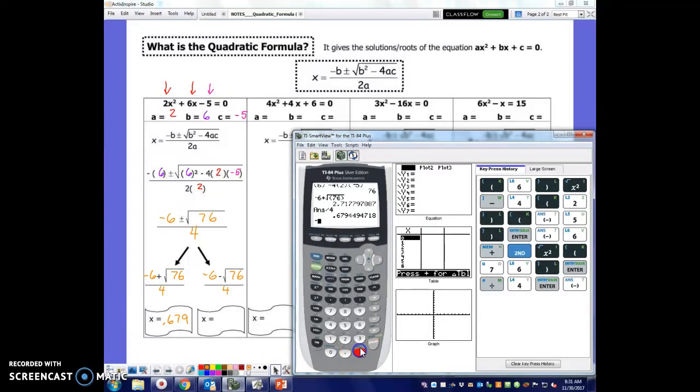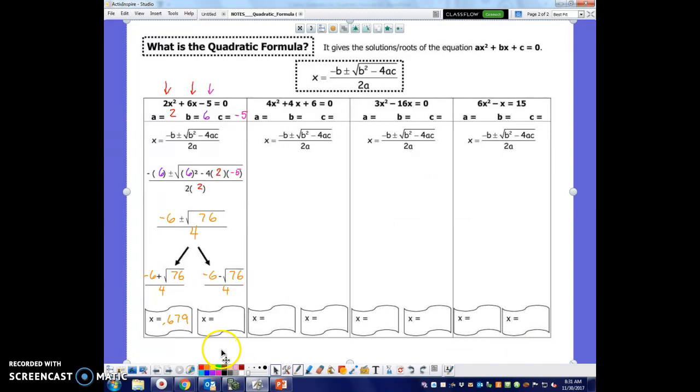Okay. Now we're going to type in the other side. Ready? Negative 6 minus the square root of 76 equals that, and then we divide it by 4. Negative 3.679. Okay?